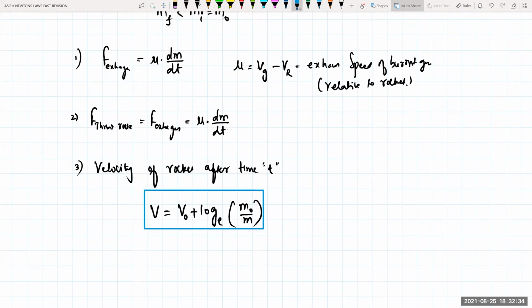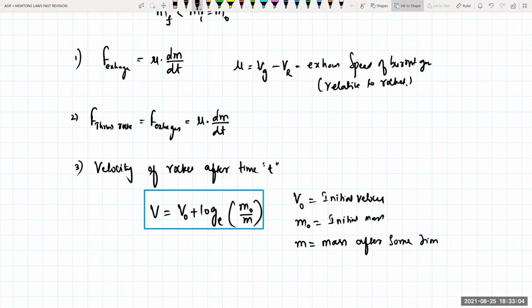Okay, what is M naught, beta? M naught is initial mass. M is what? Final mass. V naught, what is it? Initial velocity. M naught is equal to your initial mass. And M is nothing but what, beta? Mass after some time. Clear? So this is the thing you need to remember in this one.